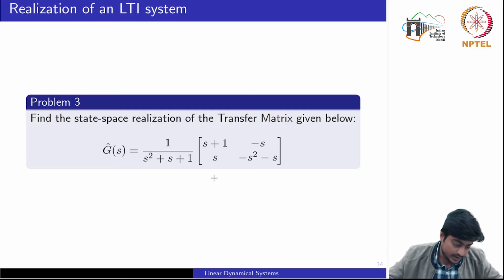So problem 3 deals with the state space realization of the transfer matrix. Here we have specified some transfer function matrix, which is a 2 by 2 system, meaning to say we have 2 inputs and 2 outputs. And the realization problem deals with this: given a transfer function, we need to see whether there exist these A, B, C, D matrices.